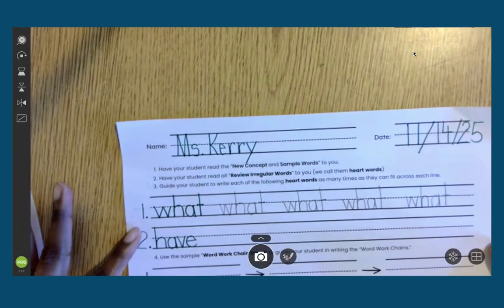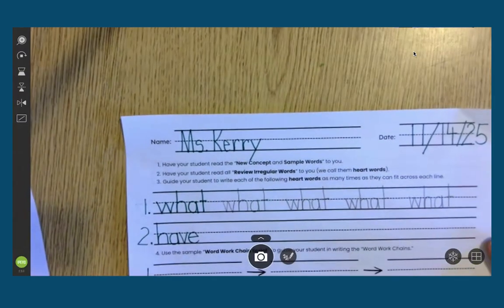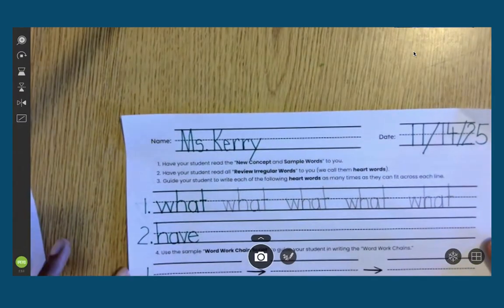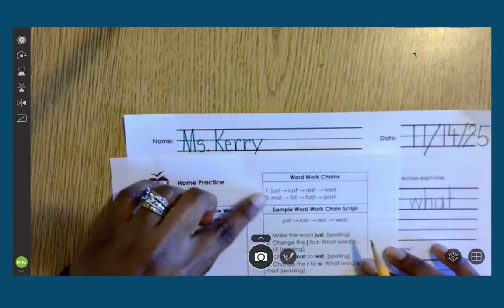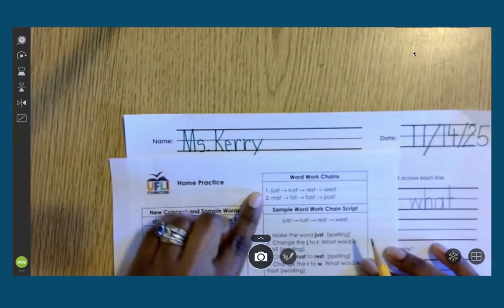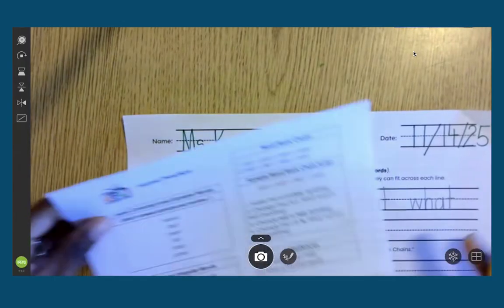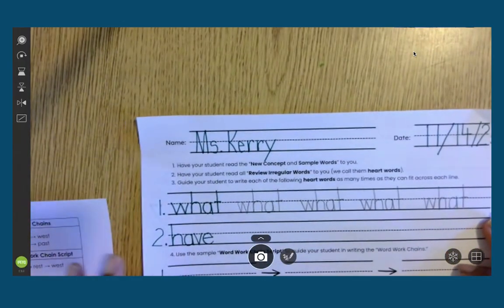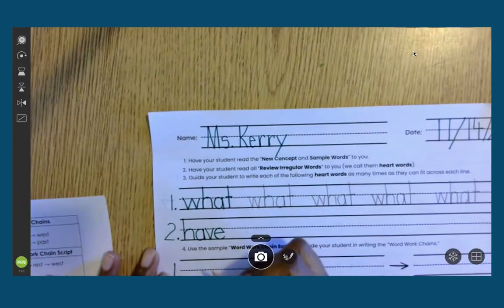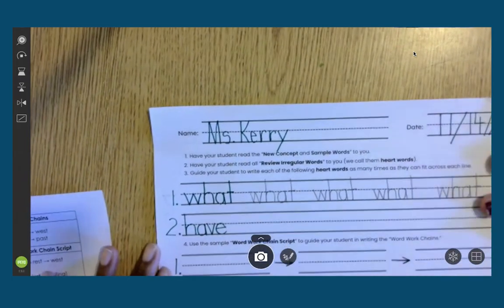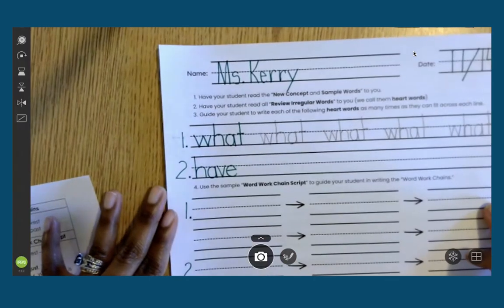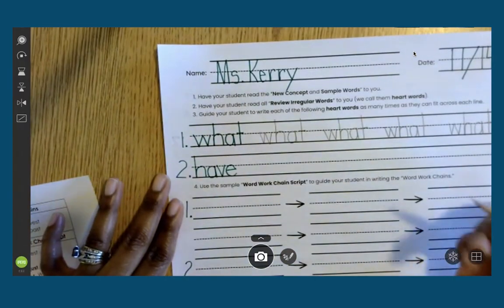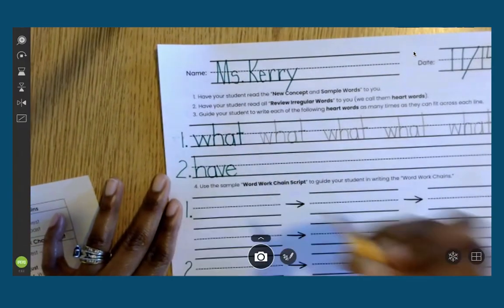Okay, the next part to the home practice is the word chain. In our word work chain, you'll follow the sheet. There are 2 chains. We'll go ahead and do the first one together. The first word is just. You'll have your child manipulate the sounds they hear in the word and make changes. Just.